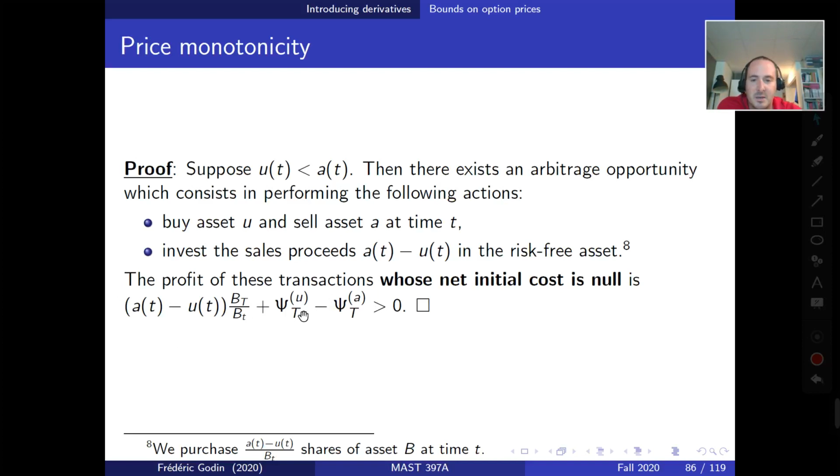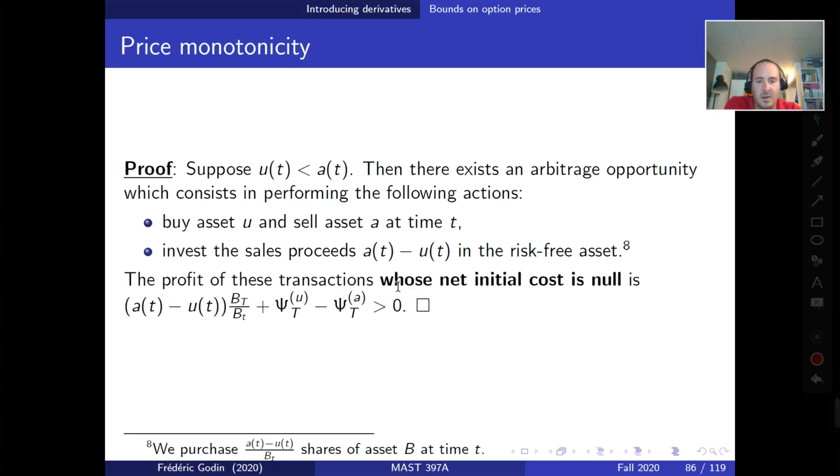And furthermore, this is the future value of the premium, and the payoffs here, because you've purchased derivative U and you've sold derivative A, you will get the payoff of U minus the payoff of A because you've sold this one. But we said by our assumption, psi U is greater or equal to psi A. So this is strictly greater than zero, which means that this is an arbitrage opportunity. Okay, so this completes the proof.